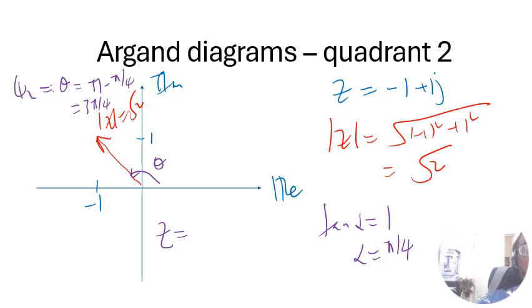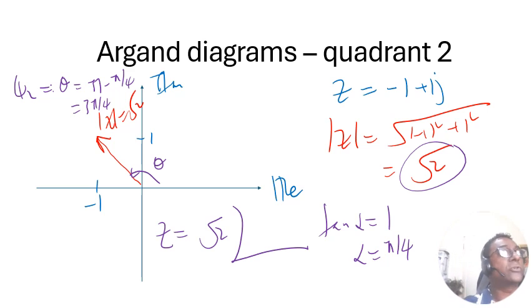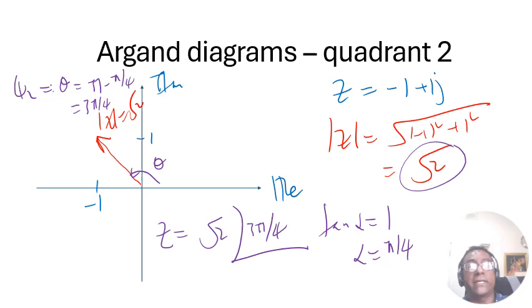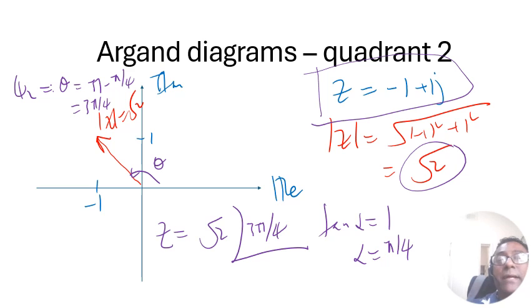z is equal to, the magnitude is root 2, and then what is this angle? That's called the principal value, or principal angle. So 3 pi by 4. So it's a very nice shorthand notation of the principal value. So it's root 2, 3 pi by 4. That will give us the representation on the Argand diagram of z equal to minus 1 plus j.